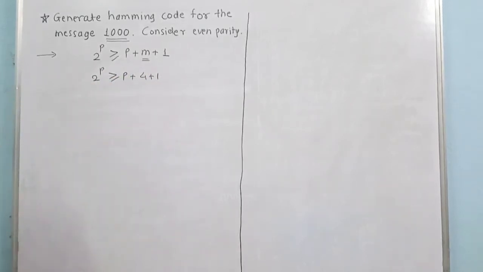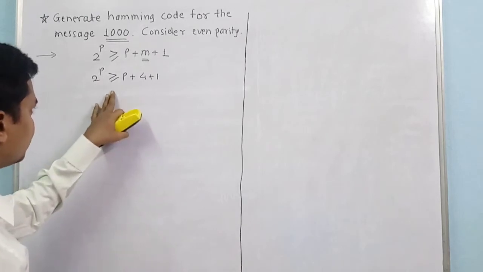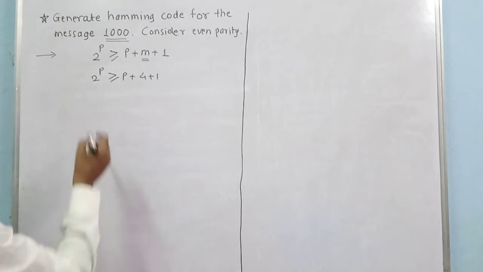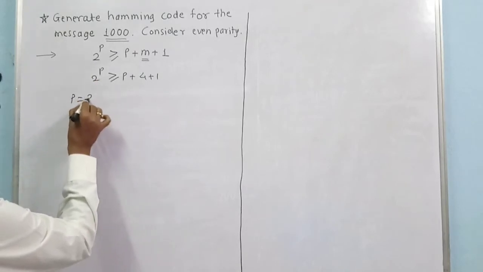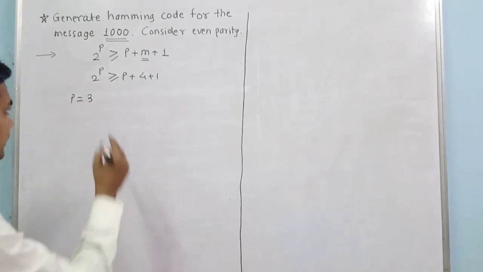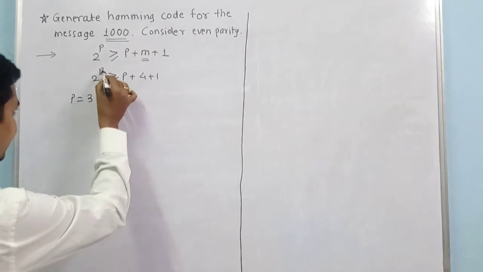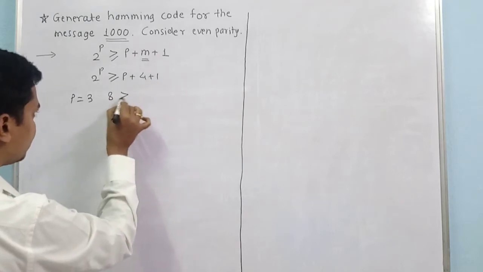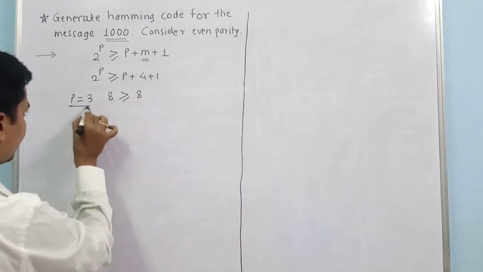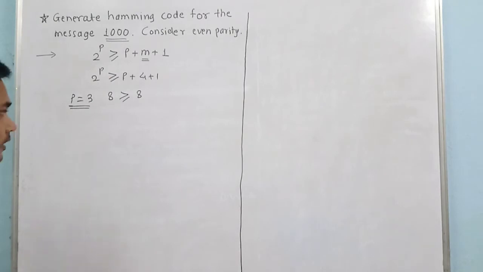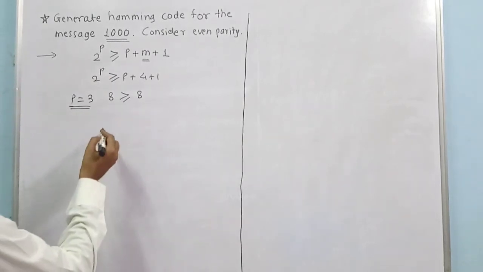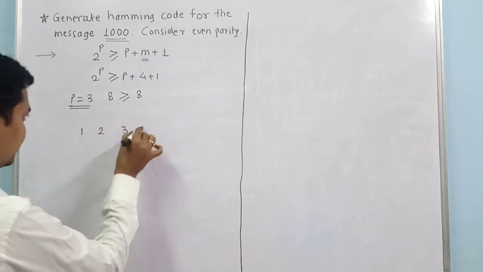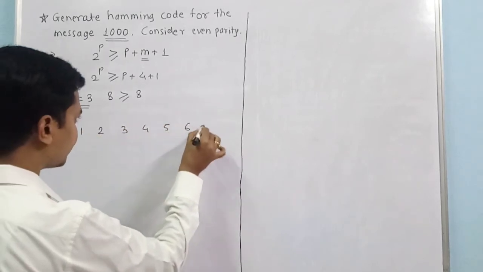We have seen how to find the value that satisfies this equation in the previous video. So the value of p should be 3. If we put p equal to 3, then 2 raised to 3 is equal to 8, and p plus m plus 1 is 3 plus 4 plus 1, that is 8. So here we should put the value of p equal to 3. Now we have seen the format, that is positions 1, 2, 3, 4, 5, 6 and 7.